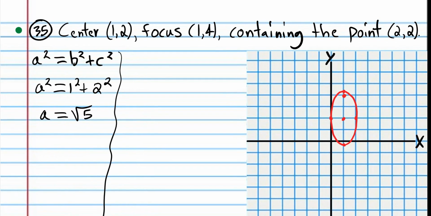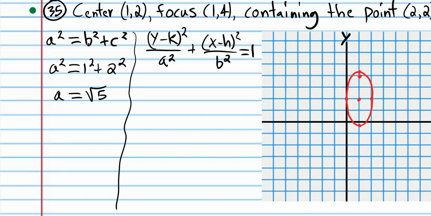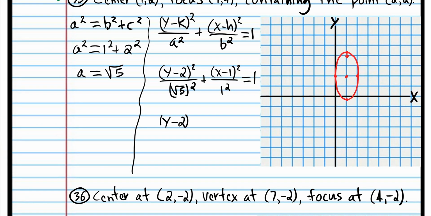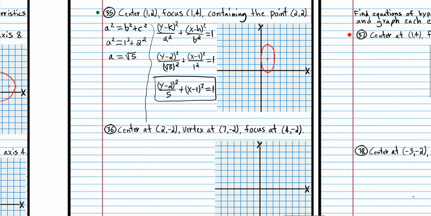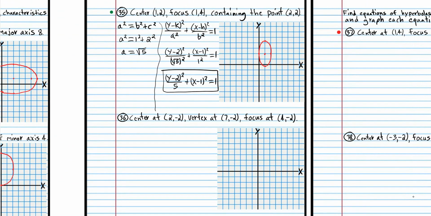And this is a vertical ellipse, so y minus k is going to have a squared below it. And a is root 5. And the y value of the center is 2. And the x value of the vertex is 1. So we have y minus 2 squared over 5 plus x minus 1 squared is equal to 1. Go ahead and try number 36, and when you come back, we'll do it together.